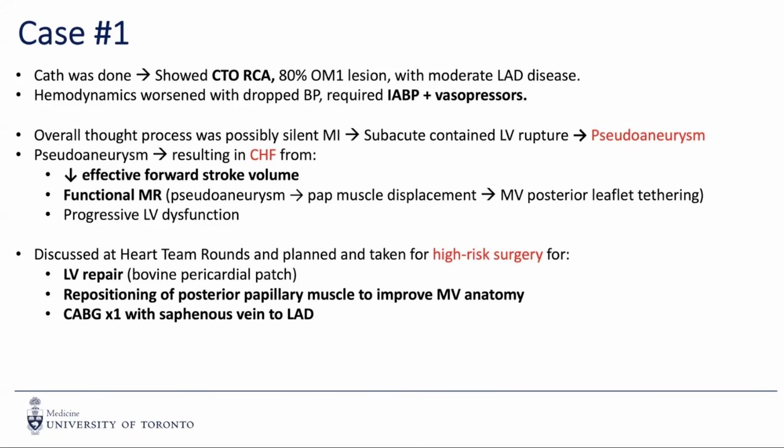And so they were discussed during heart team rounds, and just because, as we mentioned, this patient was unstable, but even if they're stable, those pseudoaneurysms always need to be taken for surgery. So they were discussed at rounds, and eventually they were taken for surgery for an LV repair and to reposition the PAP muscle and for CABG as well.